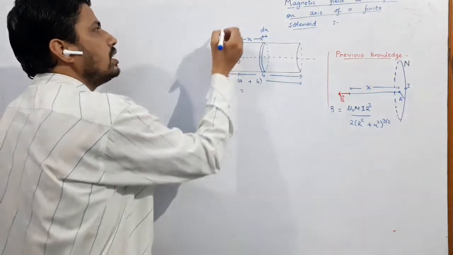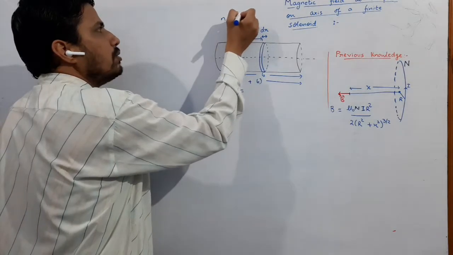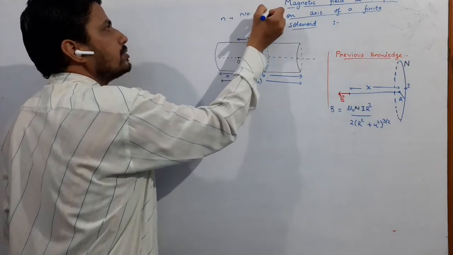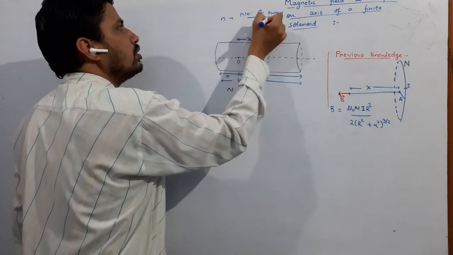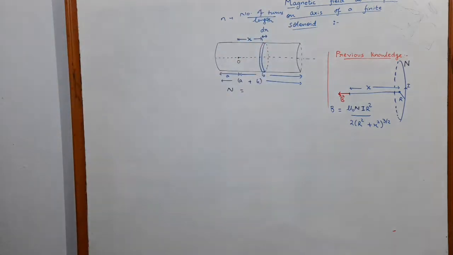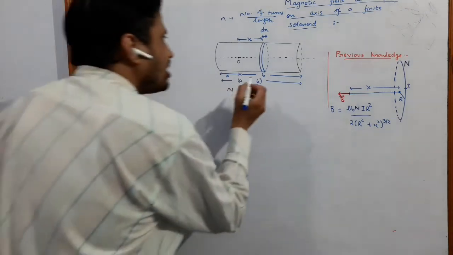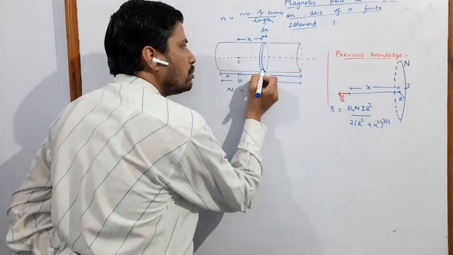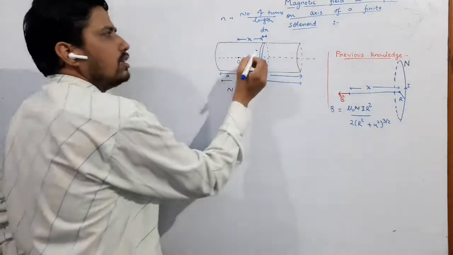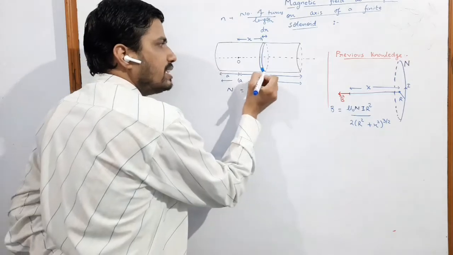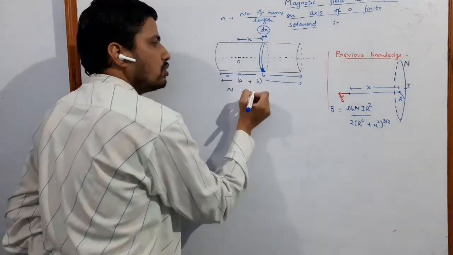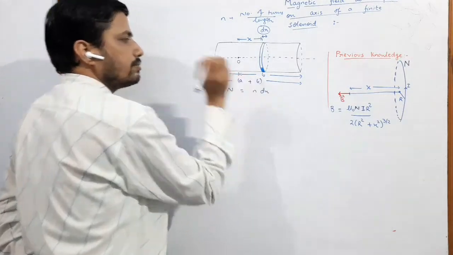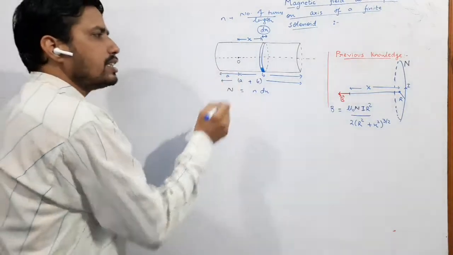First we'll find that. Let small n be the number of turns per unit length, that is, number of turns by length of the solenoid. So if the number of turns per unit length is small n, then the total number of turns in this much thick portion of the element will be this thickness into small n. What is this thickness? This thickness is dx. So this will become n times dx. What is the current? I is the current.